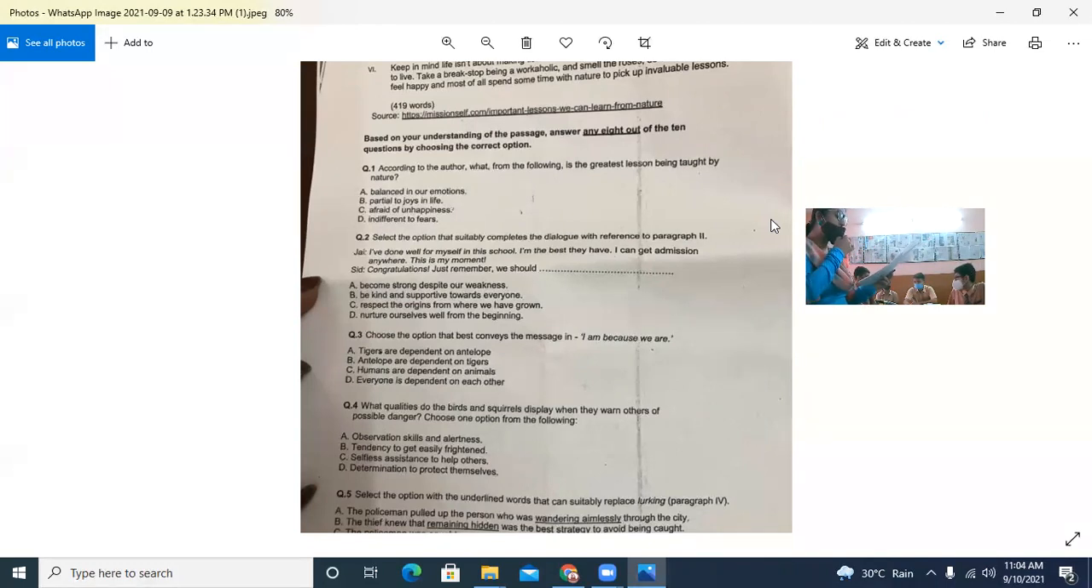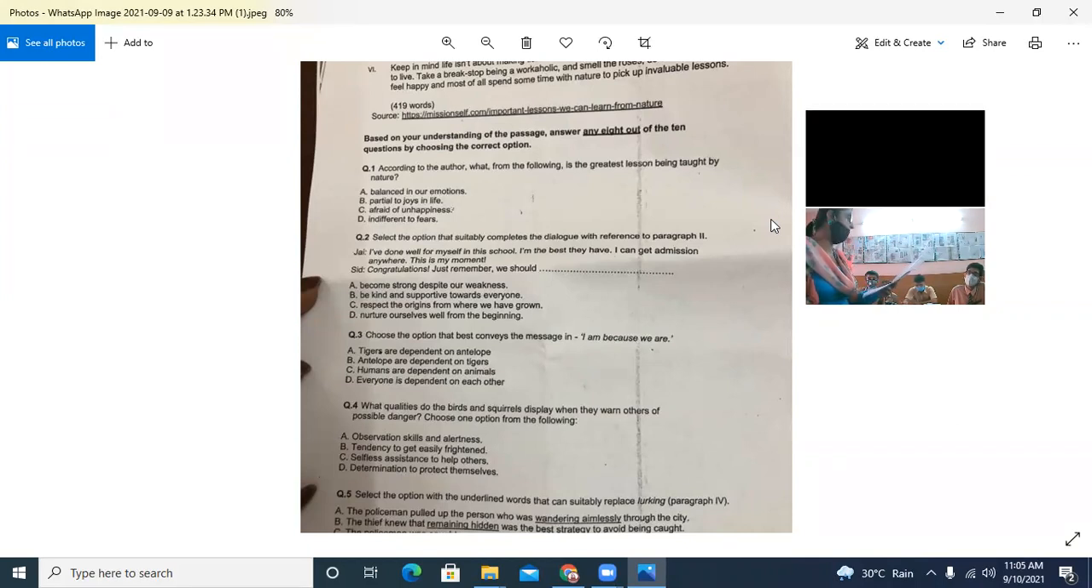Choose the option that conveys the message in "I am because we are." What does it mean? It means that tigers are dependent on antelope. Antelopes are dependent on tigers. You remember this example I have read in the passage? Tigers are eating antelope. And if antelopes would be absent, the tiger won't be getting his food. And if tigers would be absent, then there will be an enormous number of antelopes. So here, tigers are dependent on antelopes, and antelopes are dependent on tigers. Or humans are dependent on animals, or everyone is dependent on each other.